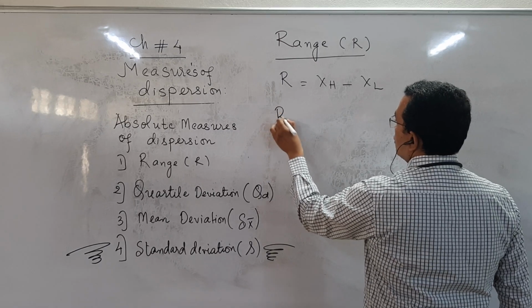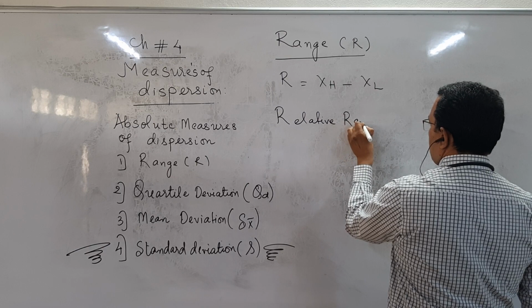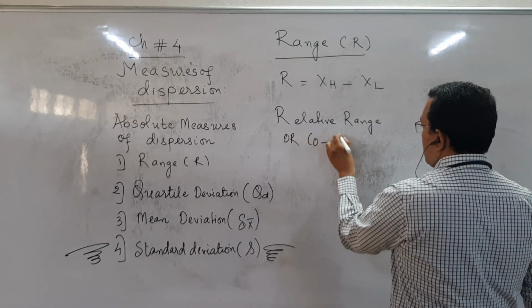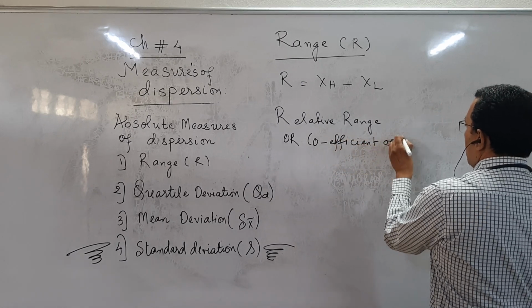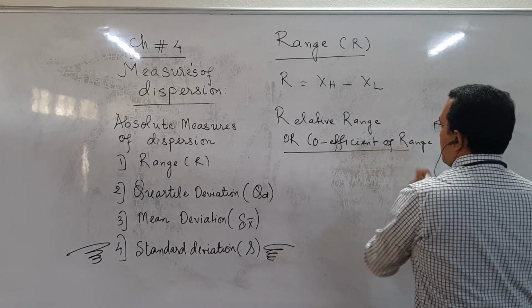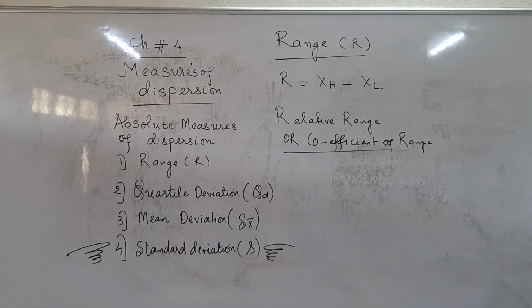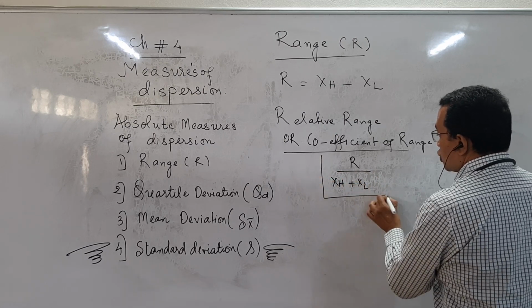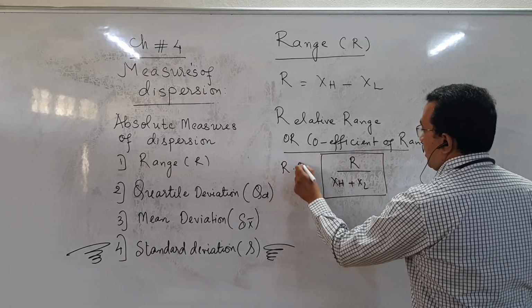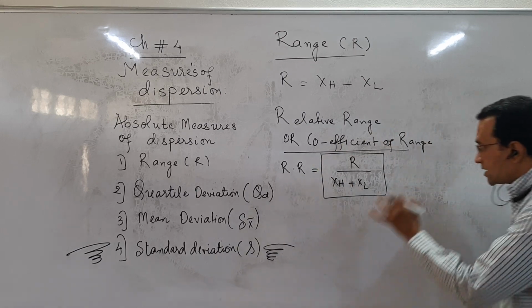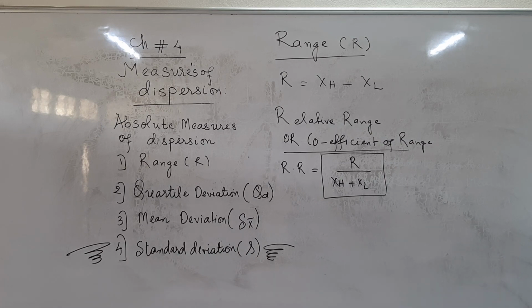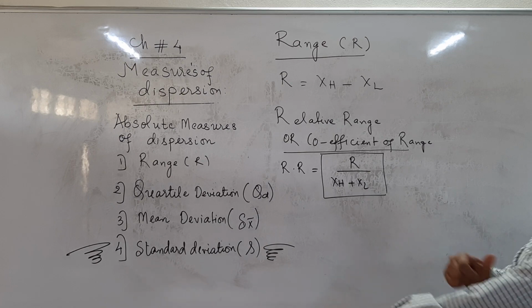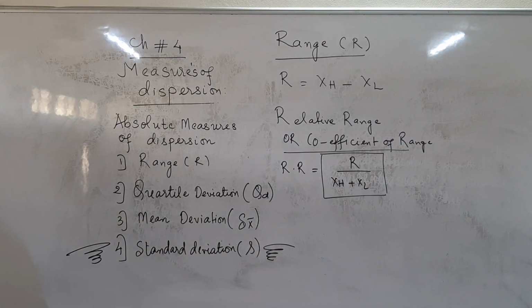The next is relative range, or I say coefficient of range. The next concept is the relative range or coefficient of range. The ratio of range upon XH plus XL, this ratio is called relative range. I am writing in short IR, but this is not the symbol. So what is relative range, or students, what is coefficient of range? The ratio of range divided by XH plus XL is called relative range, or coefficient of range.